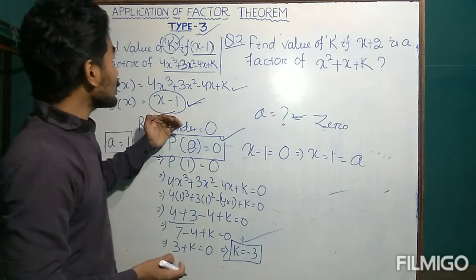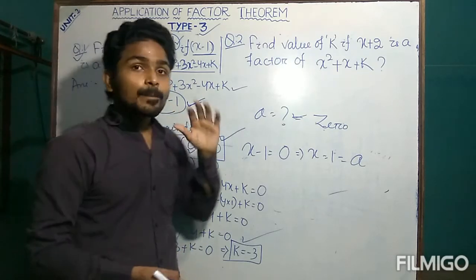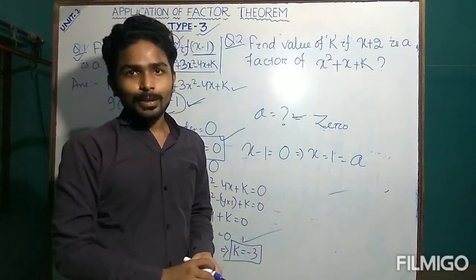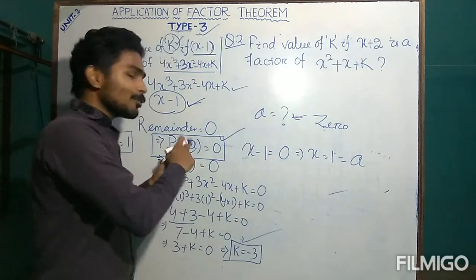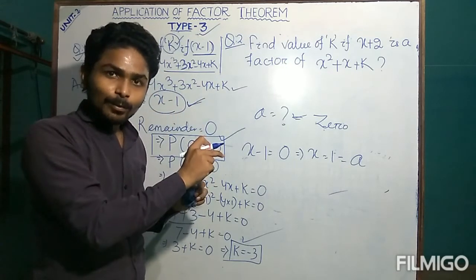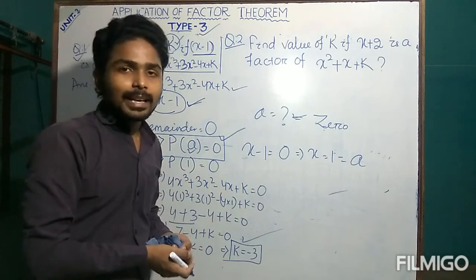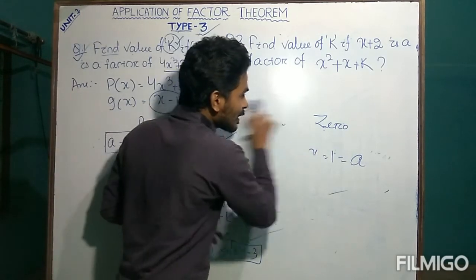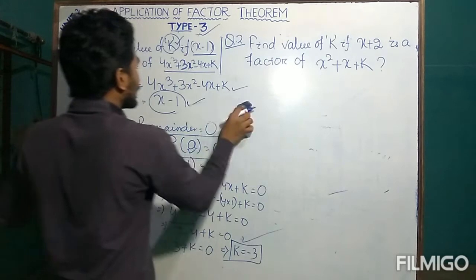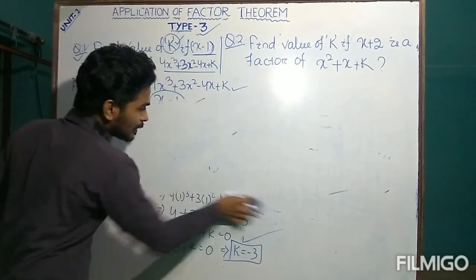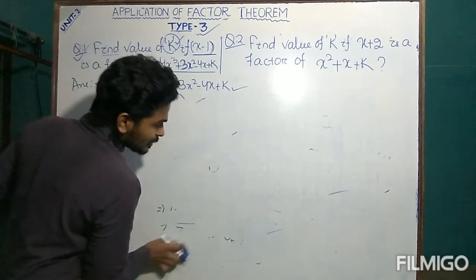Okay. So in this type of question, we can find the value of k by putting the remainder to be 0. But for that, we need to find the value of a, and in place of a, we can put the value and get the result of k. Okay. So this is a question which is related to statement 1 of the factor theorem.